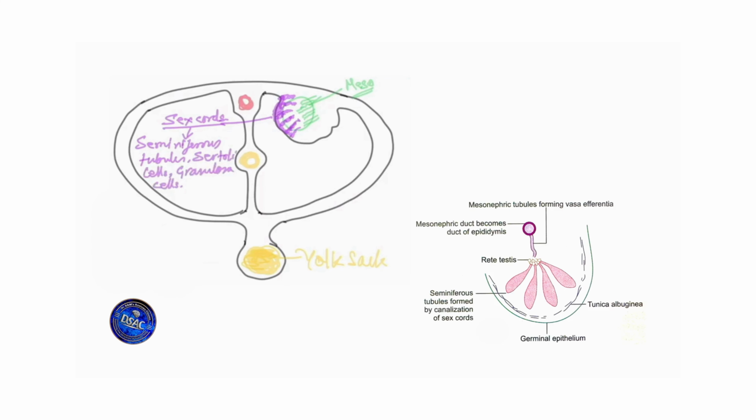Then later on, there are these mesenchymal cells surrounding, right? These mesenchymal cells invaginate and separate out the sex cords from the mesothelial epithelium. That separation by these mesenchymal cells leads to the formation of the tunica albuginea. So that's how the Sertoli cells and all the seminiferous tubules get encapsulated in a fibrous sac, the tunica albuginea, formed by these mesenchymal cells.